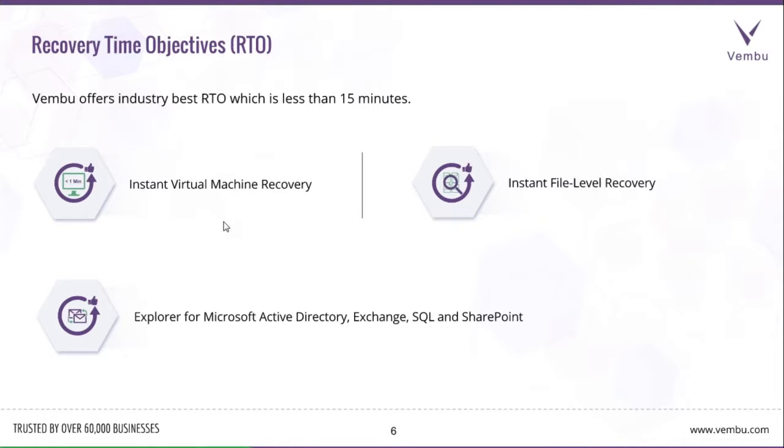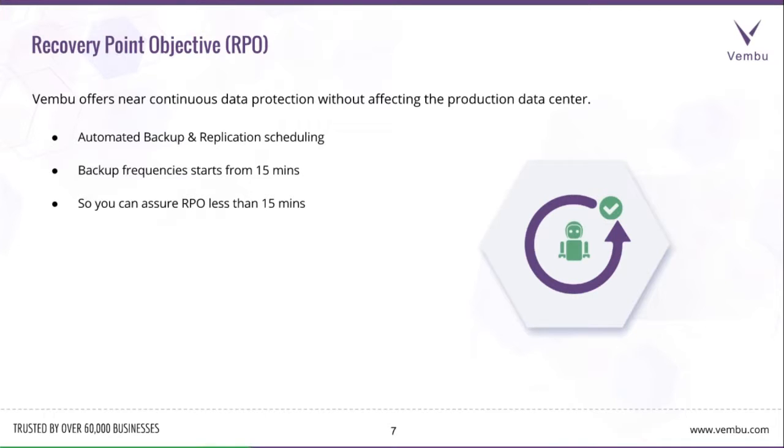As I was discussing earlier, you also have the Vembu Universal Explorer to perform database level or mail level restore, like granular level restore for the Microsoft applications. And for the RPO, the recovery point objective, we provide near continuous data protection without affecting the production data center. You can automate backup and replication scheduling, with backup frequencies starting within less than 15 minutes, so you can assure an RPO of less than 15 minutes.